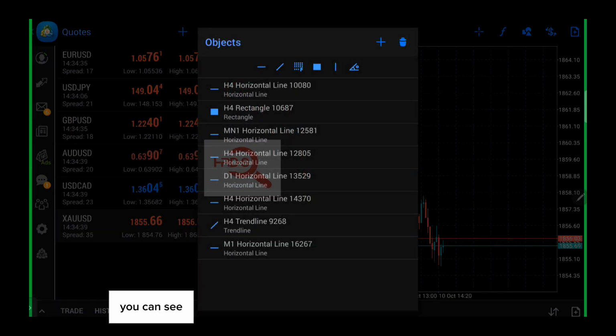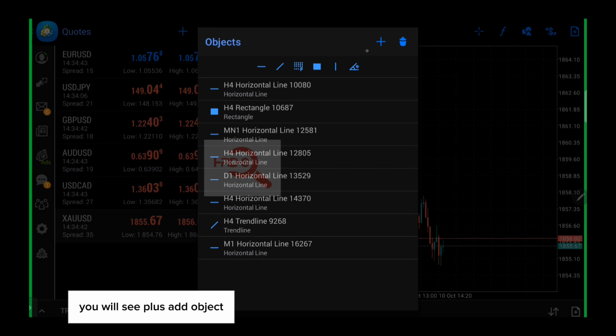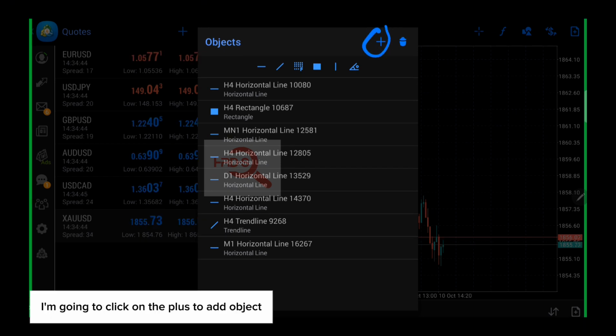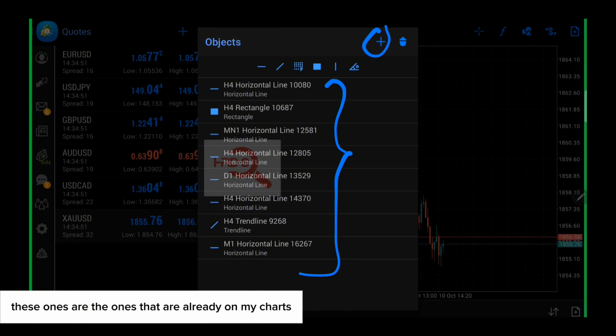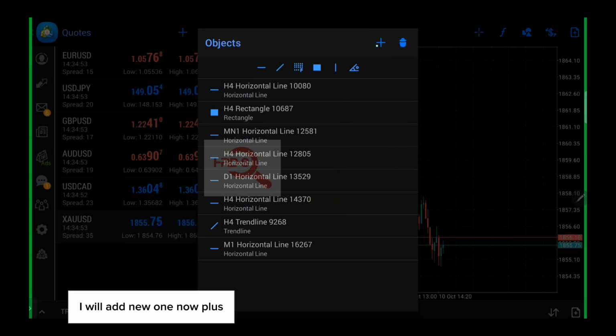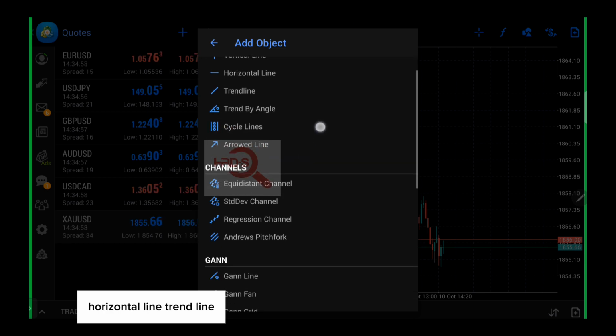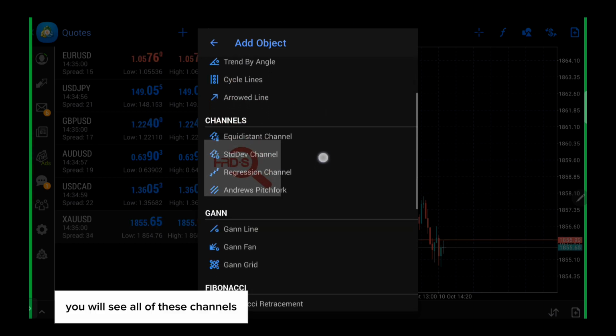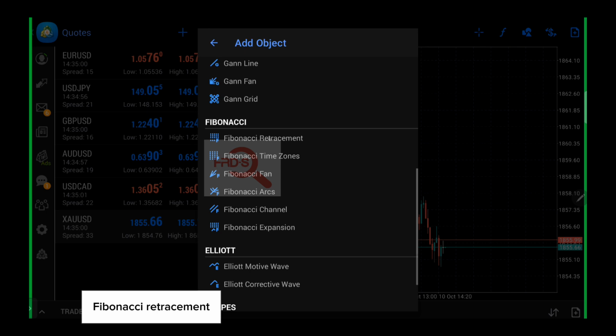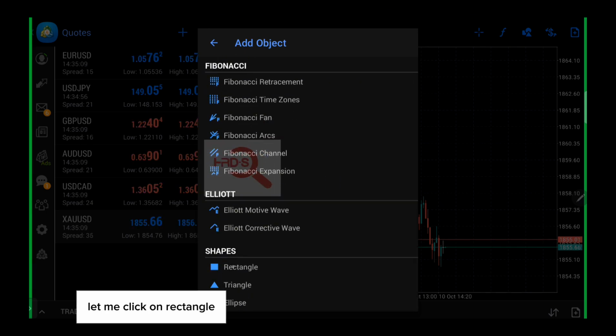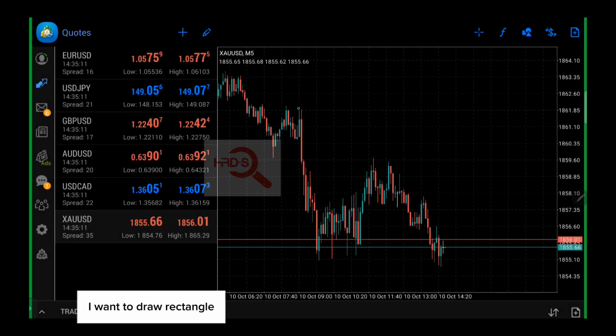I click on it. You will see plus, add object. I'm going to click on the plus to add object. These ones are the ones that are already on my chart. I will add a new one now, plus. So you will see vertical line, horizontal line, trend line. You will see all of these channels, Fibonacci retracement. Let me click on rectangle, for instance. I want to draw a rectangle.